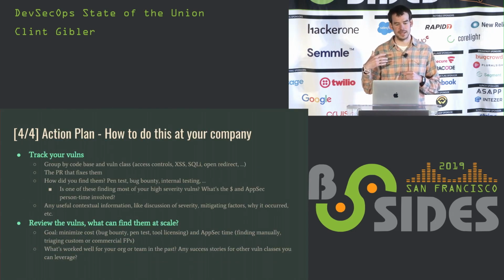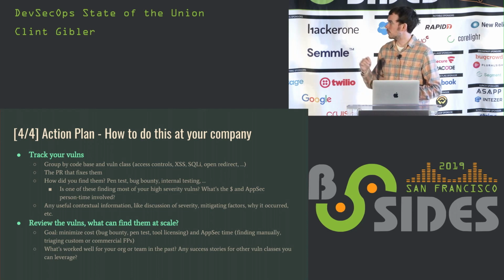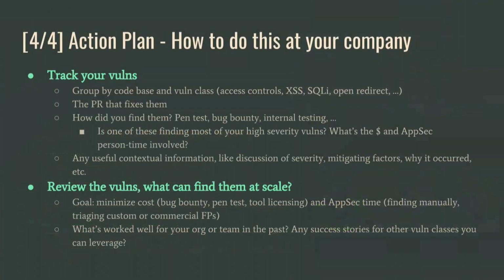OK, so how to do this at your company? So two things. So first, track your vulnerabilities. If you can group these by code base as well as type, like access control, XSS, et cetera, that is very useful. Ideally, you also have access to the pull request that fixed it, so you know what does this bug look like, and then what does the fix look like. And then also, how do you find them, right? Pen test, bug bounty, and so forth.